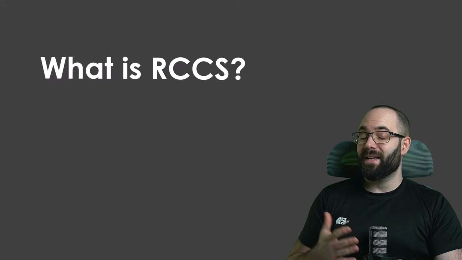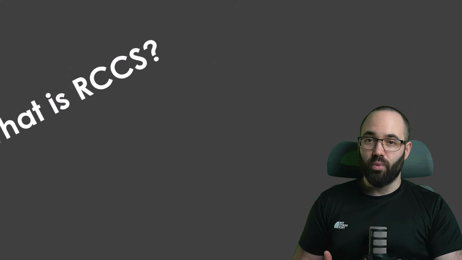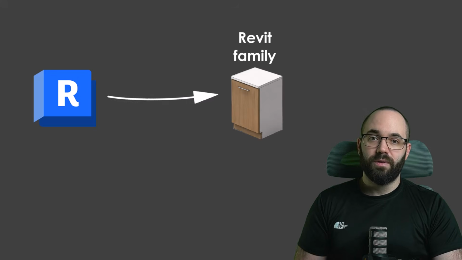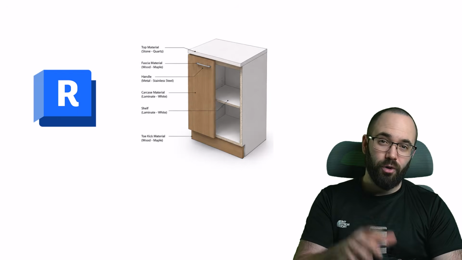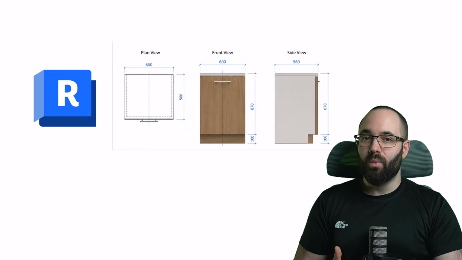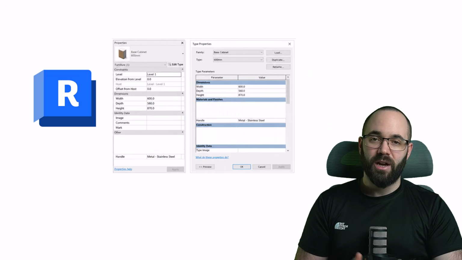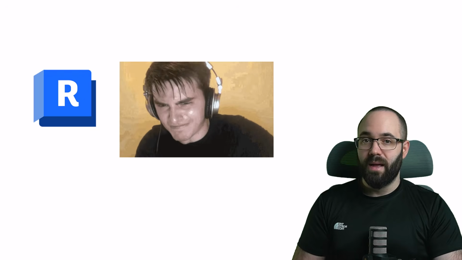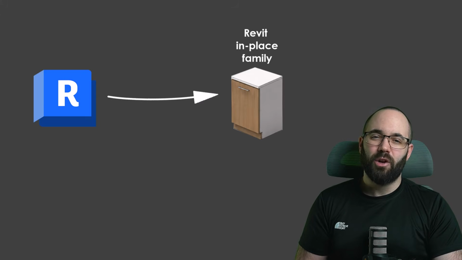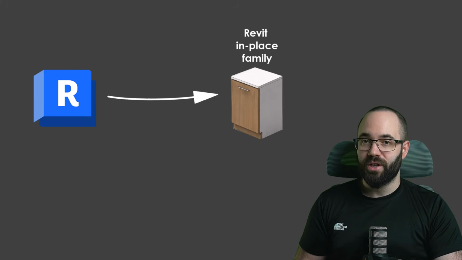Before we start exploring the new RCCS 27 features, let's first cover what even is RCCS. When it comes to working in Revit, cabinetry can only be modeled as families. Now, those families are individual components in most cases that you bring into Revit, but you're stuck with the existing design and dimensions, or you need to spend a lot of time to adjust it to fit your project. Another option is to model it as an in-place family, but then you can't really reuse it on other projects.